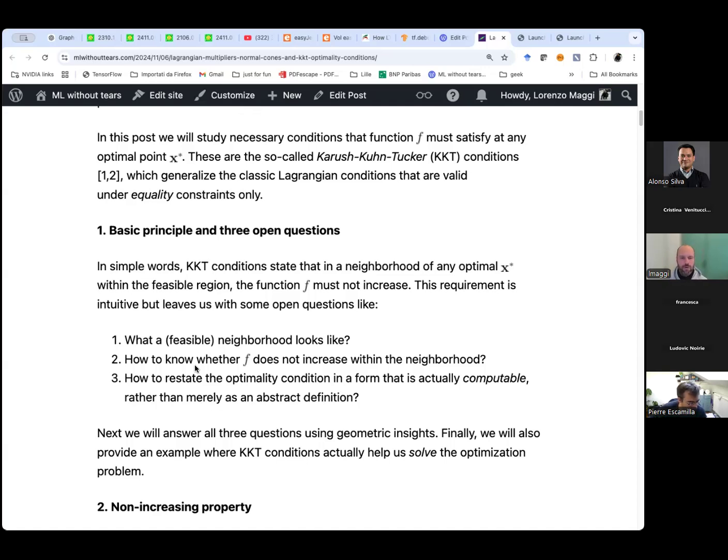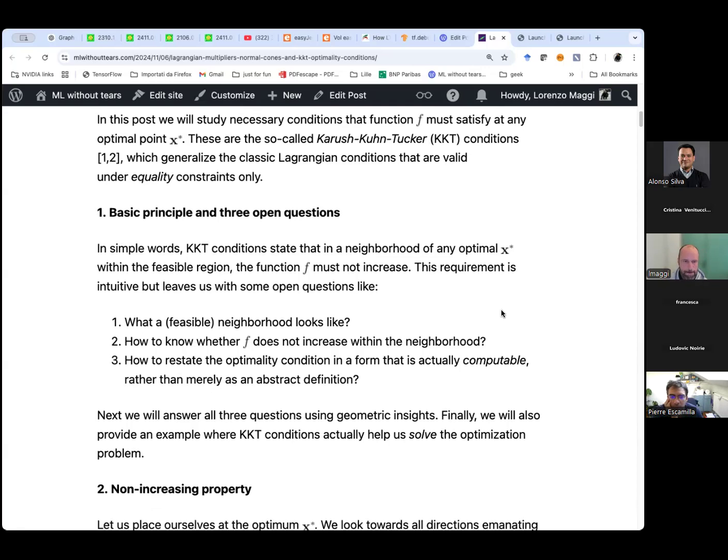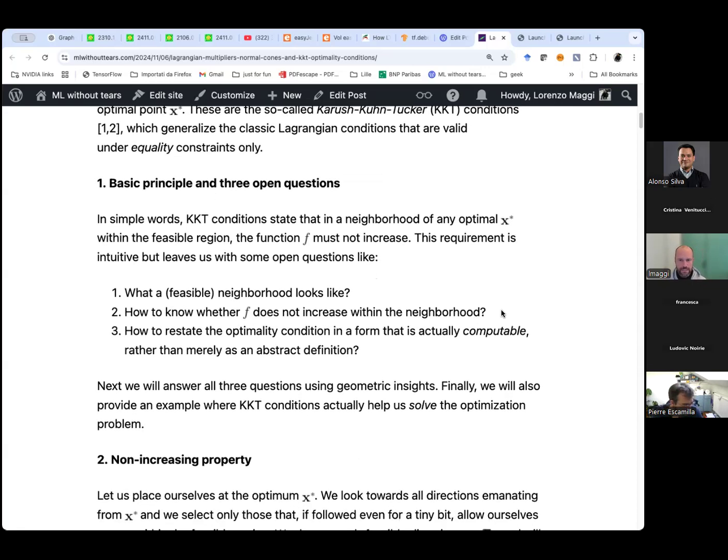And then we also want to restate the optimality condition such that we can do something with it. So it's not only an abstract definition, but we also want to use it to actually compute, sometimes, the optimal point. So we will go in order.